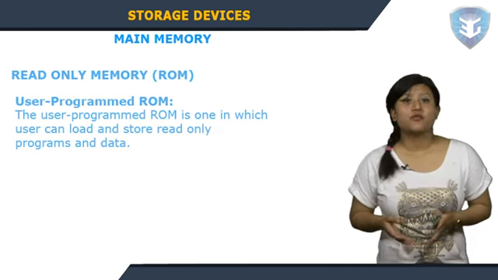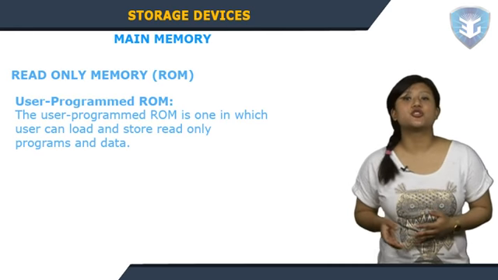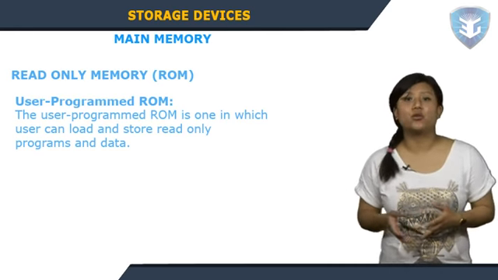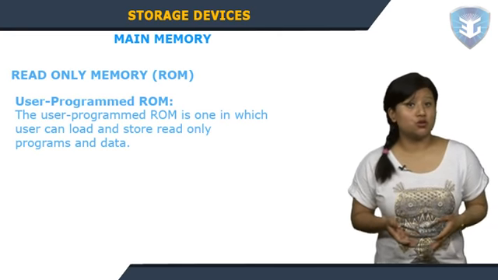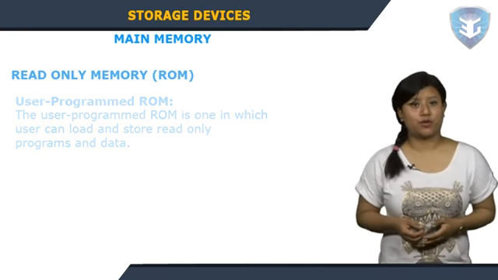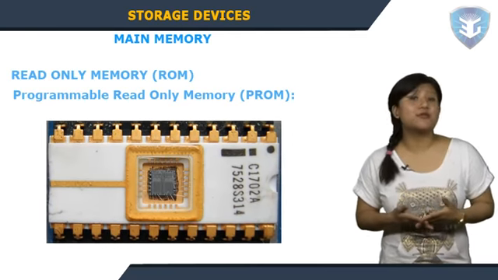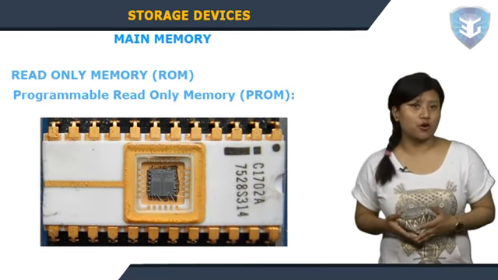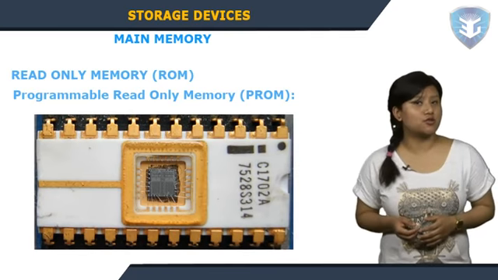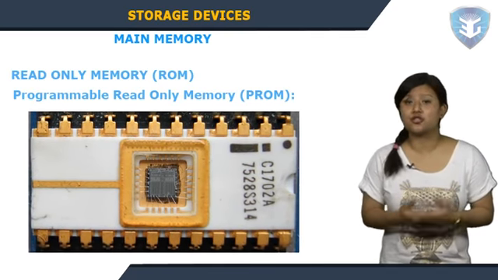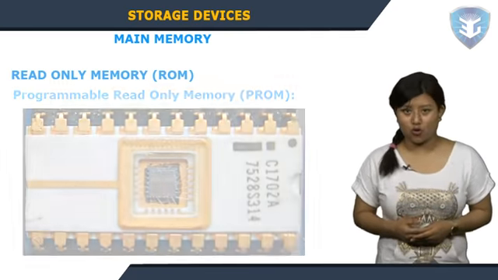User-programmed ROM. The user-programmed ROM is one in which the user can load and store read-only programs and data. The user-programmed ROM includes the following: programmable read-only memory, PROM. It can be written once via an irreversible process. PROM is a non-volatile storage, that is, the stored information cannot be changed even if the power is switched off.